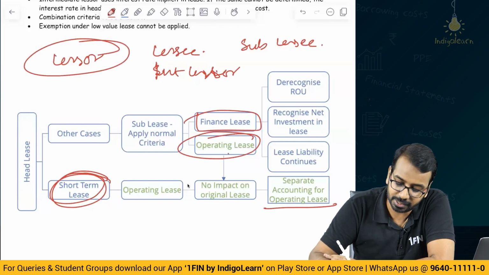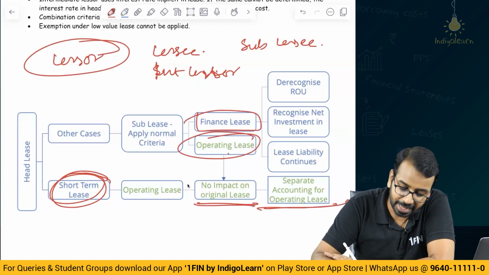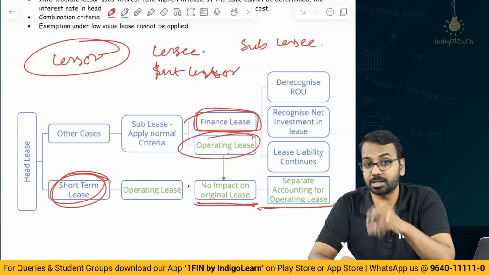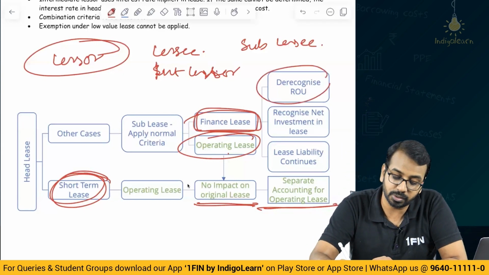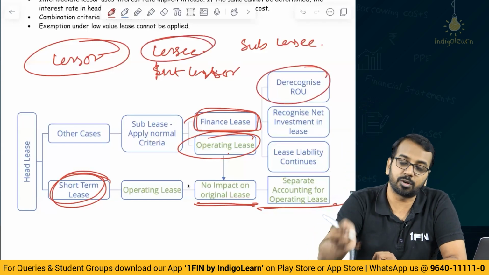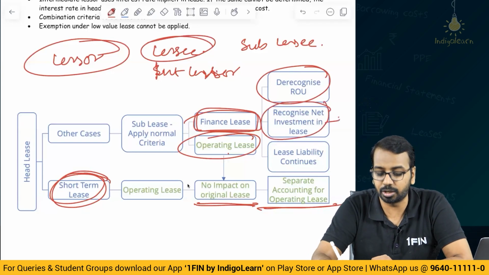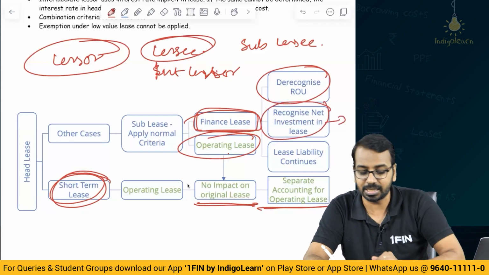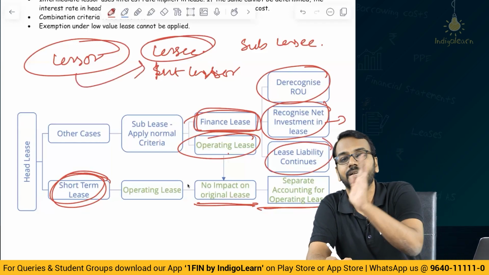If it is an operating lease, the original lease does not get impacted, and you will do a separate accounting for the operating lease. Whereas, if the sublease is a finance lease, meaning I am transferring the risk and rewards, then the right of use asset which this lessee has recognized will be de-recognized and you will recognize a new investment in the lease and continue to do the accounting for a finance lease, and the original lease liability from lessor to the lessee will continue in the lessee's books.